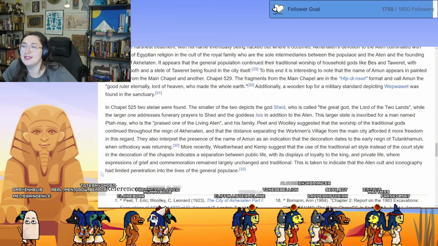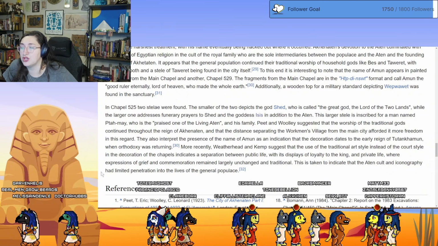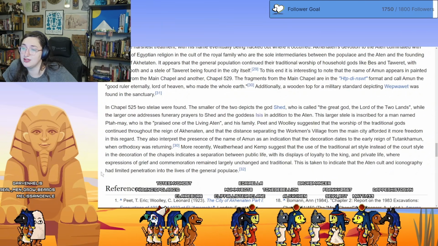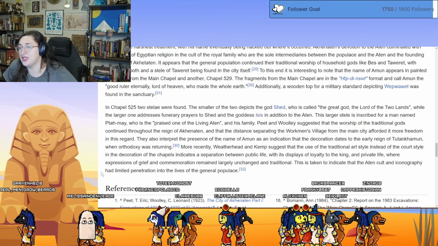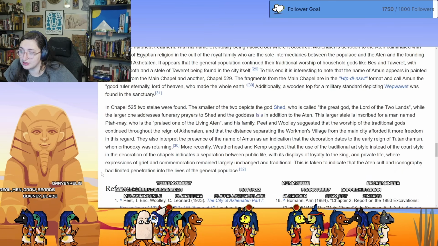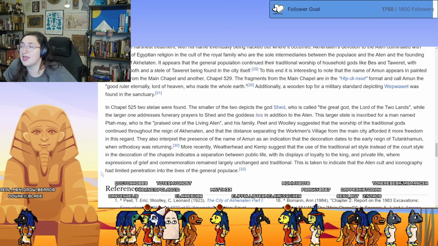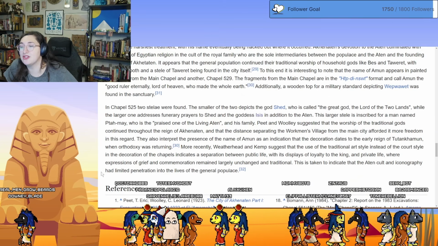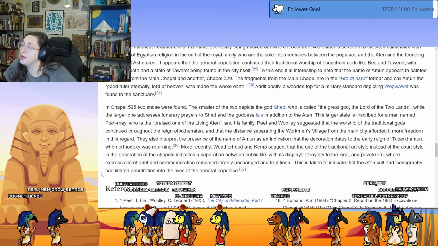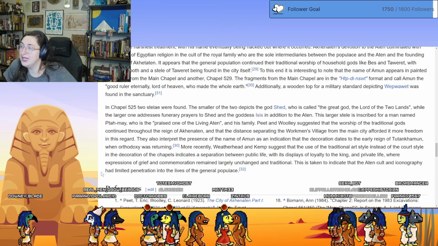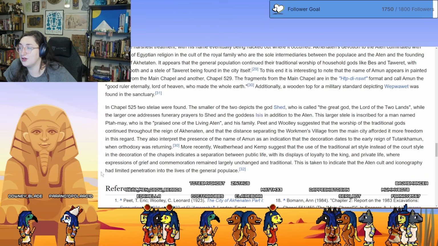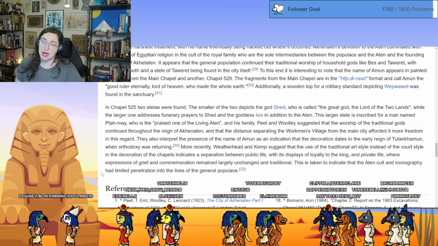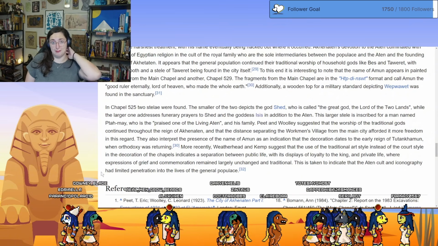More recently, Weatherhead and Kemp suggest that the use of the traditional art style instead of the court style in the decoration of the chapels indicates a separation between public life, with its displays of loyalty to the king, and private life, where the expressions of grief and commemoration remain largely unchanged and traditional. This is taken to indicate that the Aten cult and iconography had limited penetration into the lives of the general populace.